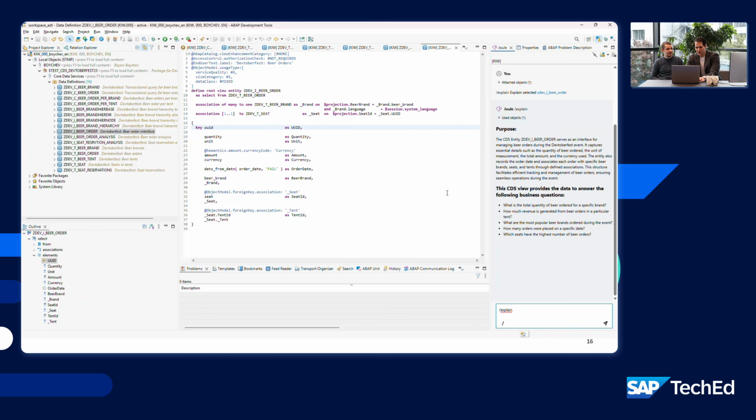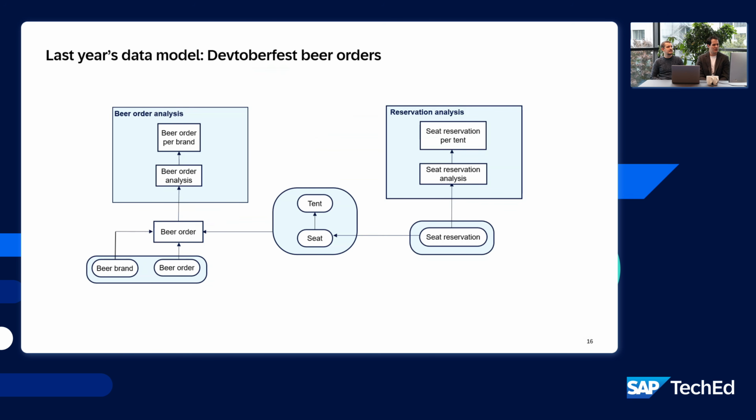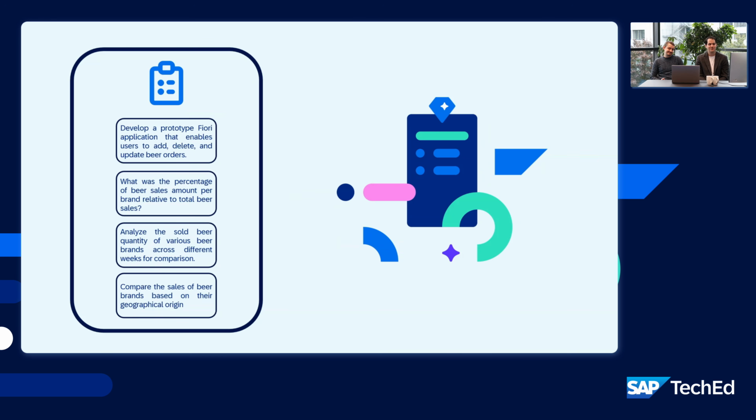So let's go back to the presentation. So we have done the beer orders, but we've been given some tasks by our boss. Our first task will be to develop a prototype Fiori application that enables the users to do the normal adding, deleting, and updating of existing beer orders. Mm-hmm. Afterwards, I think he wanted some analytics. They might come into play.